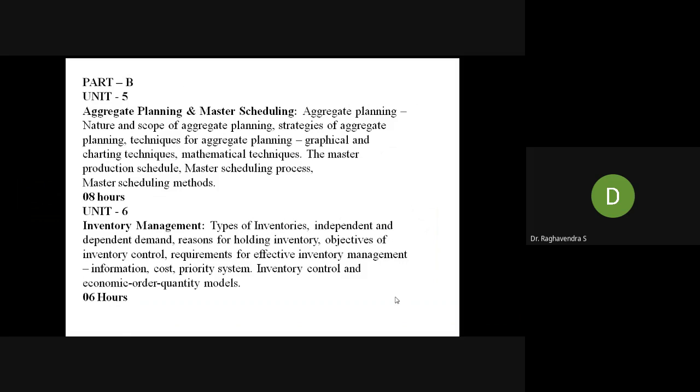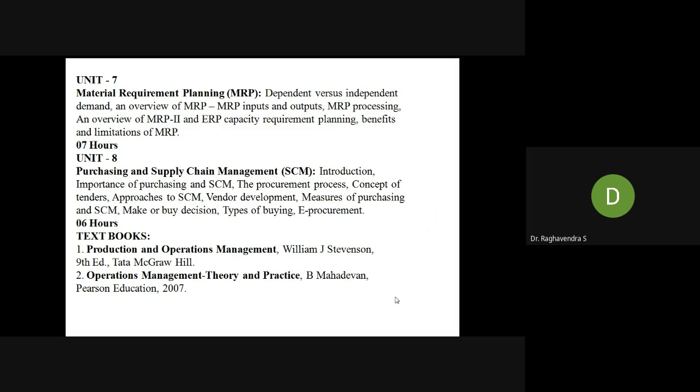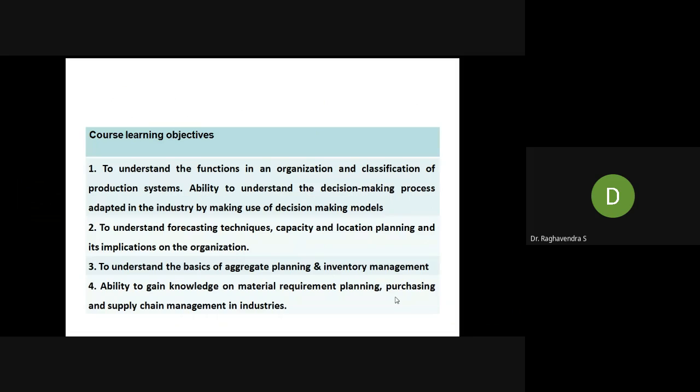Aggregate planning and master scheduling is one of the units in part B. Next, inventory management, and finally, material requirement planning, that is MRP, purchase and supply chain management. Preferably the Production and Operations Management book by William Stevenson will be preferred as a textbook, and one more book by Mahadevan. All these are the reference books you can refer for operation management.